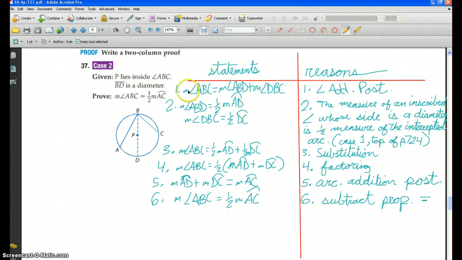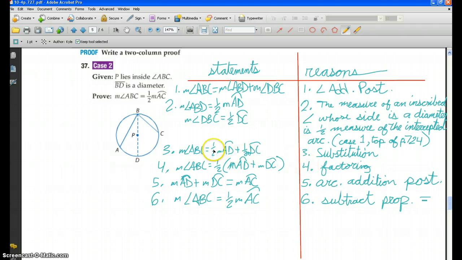So back on statement 1, in place of ABD, we're going to substitute half of the measure of arc AD. In place of DBC, we're going to substitute half the measure of arc DC. And then we get this new statement. So I take this out, I put this at its place. I take this out, and I put this in its place, and I get this new statement.